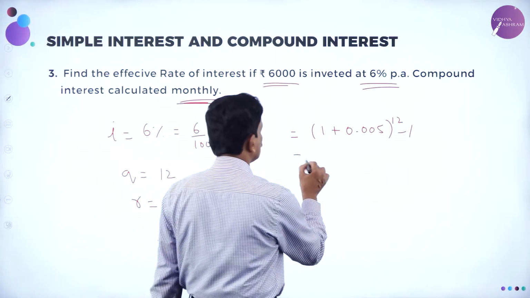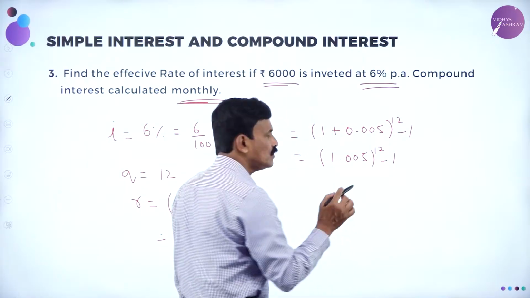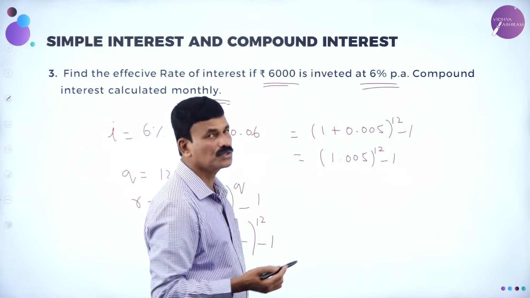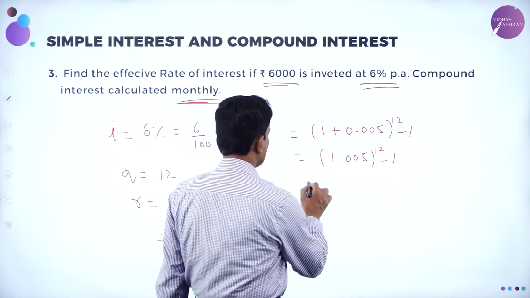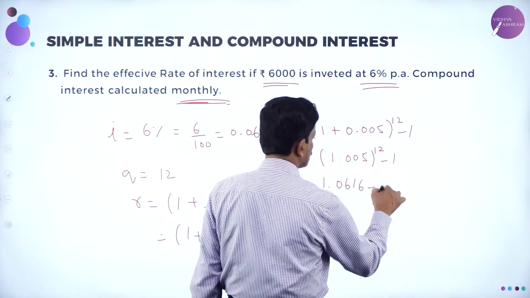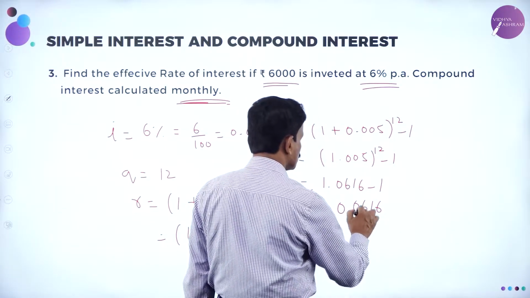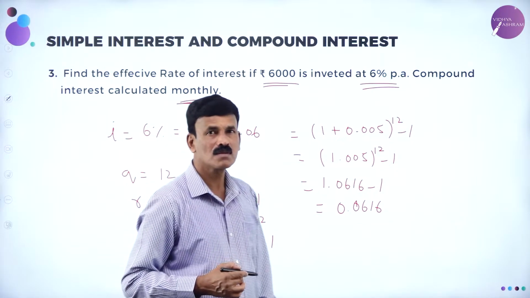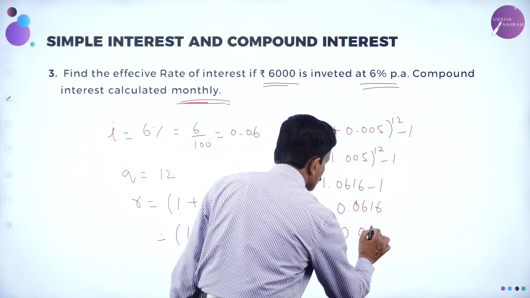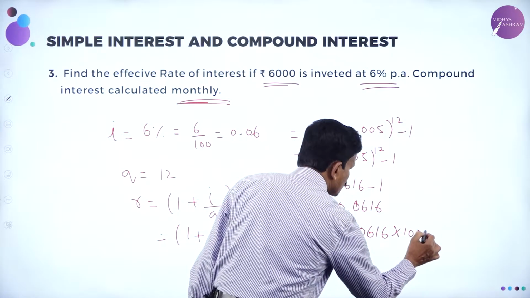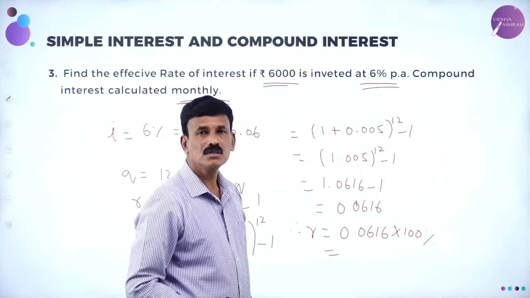Now add this. This is equal to 1.005 whole raised to 12, minus 1. Now if you multiply 1.005 twelve times, you will get 1.0616, minus 1, which is equal to 0.0616. Therefore, the effective rate of interest in terms of percent is 0.0616 into 100%. This is equal to 6.16%.